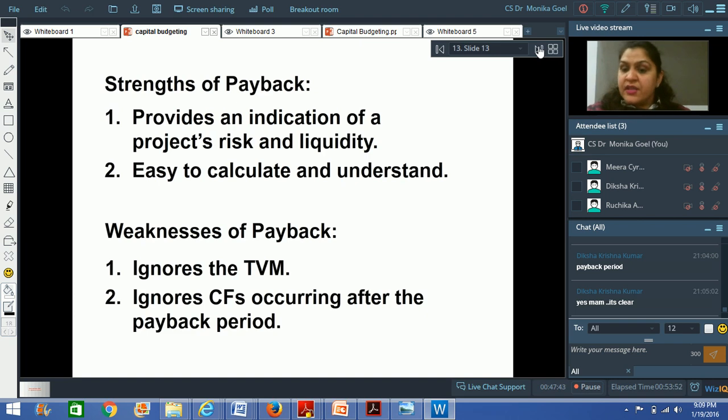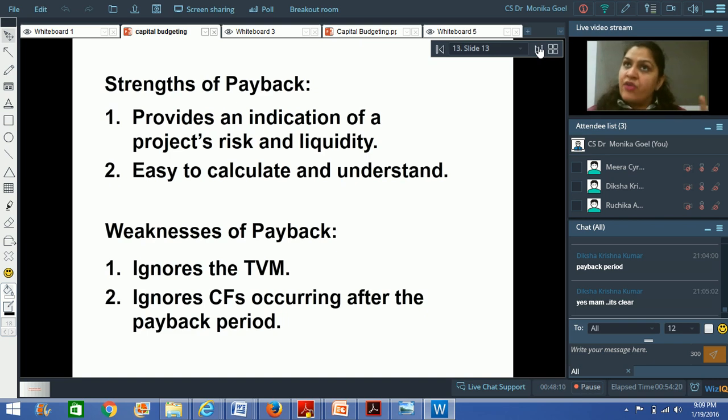So this payback period method has this particular weakness. One, it ignores the cash flows which occur after the payback period, which is a very big weakness. And it is also not discounting the cash flows. It is not even looking at the cost of capital. And second, it is ignoring the cash flows occurring after the payback period completely. But still this method is used.